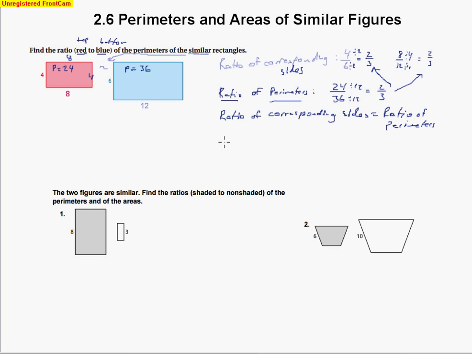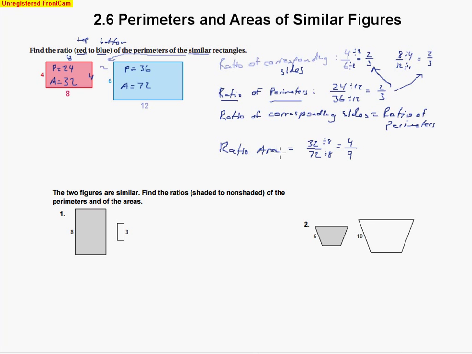Now, they're also going to ask about the ratio of areas. So let's take a look at the ratio of the areas and how that comes about. The area of this one equals 4 times 8, which is 32. The area of this shape is 6 times 12, which is 72. For the ratio of areas, again red to blue, I have 32 is to 72. Looking at the common factor, the number that pops into my mind right away is 8, and that makes 4 over 9. That's reduced, so I can't go any further.